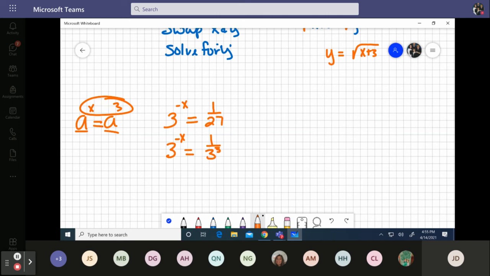But now I need to make it with a base of 3 instead of a base of 1/3. So what can I do? How can I flip that over? If I make that 3 a negative, that's going to be 3 to the negative 3. Remember, negative exponents are just inverse. So that gives me that negative x is equal to negative 3, so x equals 3.